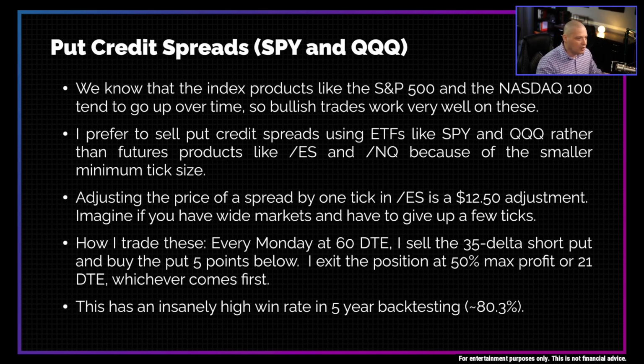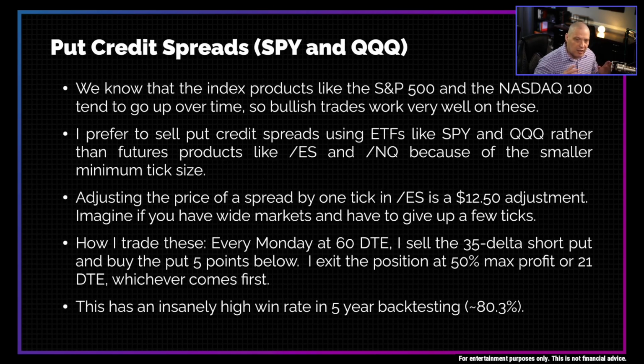And that's because of the smaller minimum tick sizes. Like with SPY and QQQ, the minimum tick size is a penny, which ends up being $1. The minimum tick sizes in the big futures products like ES and NQ are much larger. The minimum tick size in the ES is actually $12.50. So if you're trying to put on a smaller put credit spread, something that would typically be like a $5 wide put credit spread, a $500 wide spread, a tiny little trade, and you had to adjust the tick for price discovery, every minimum tick is $12.50. That's a little bit too big to be playing with if you're trying to put on a smaller spread kind of trade.